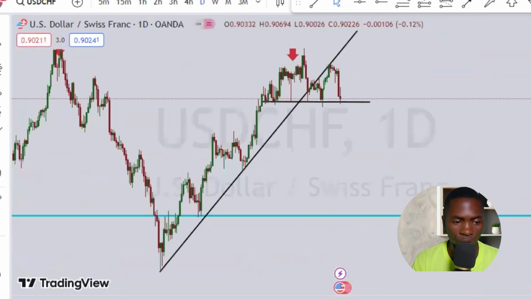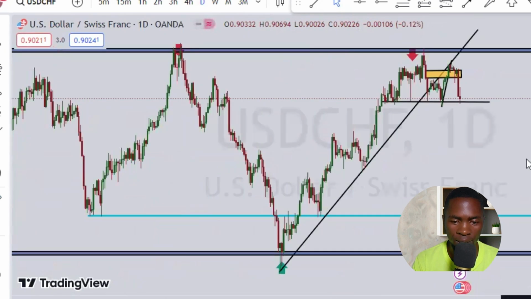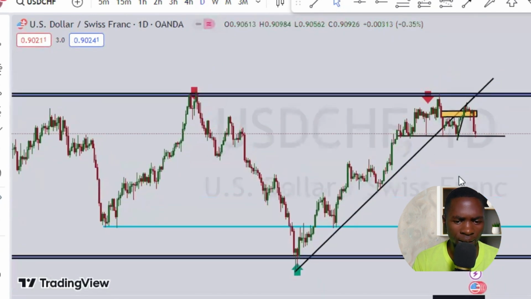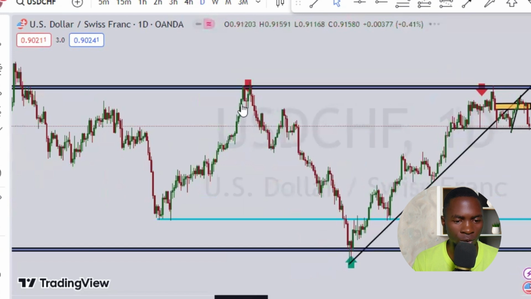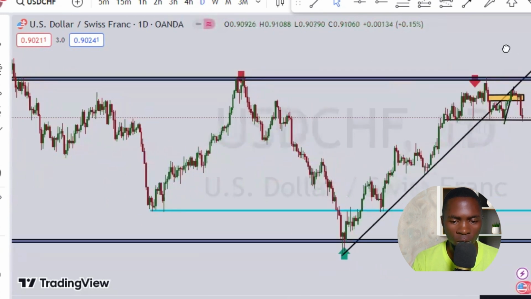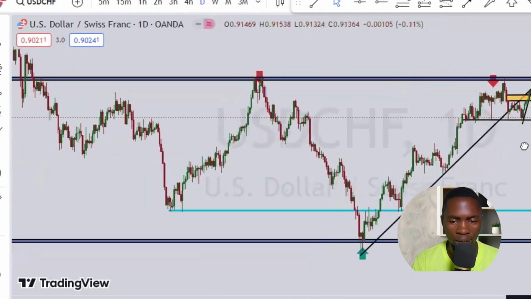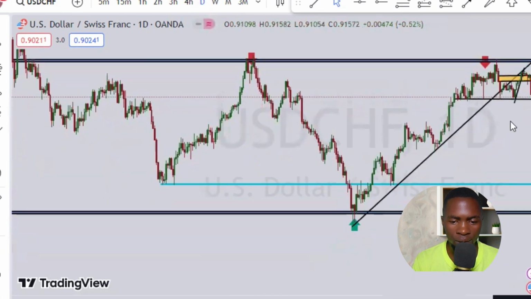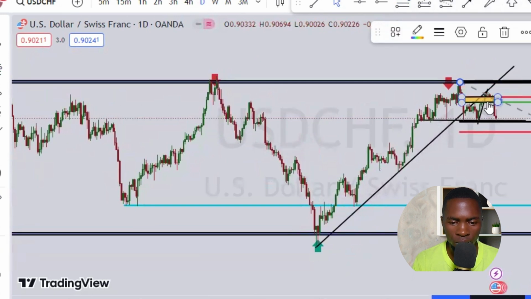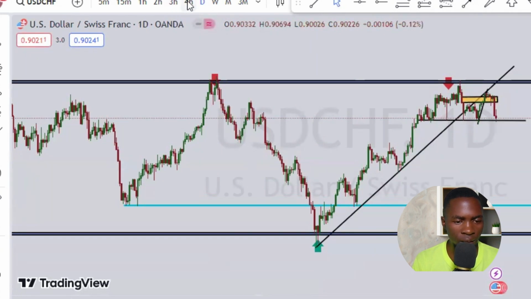The other pair that I'm going to do some analysis on now is USD CHF. As you can see very clearly, USD CHF is at my resistance zone. The market came to my resistance zone. Also, the market broke my counter trend line and broke to the outside. Then the market reversed. I called this pair before. This was the zone. I put my counter trend line around here. Then let's come to 4 hour.